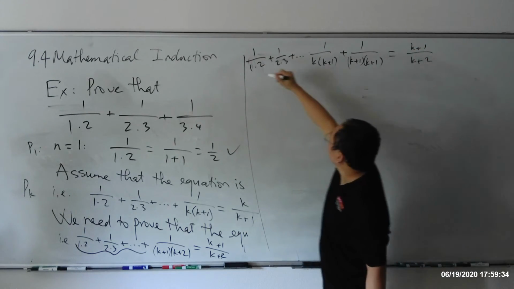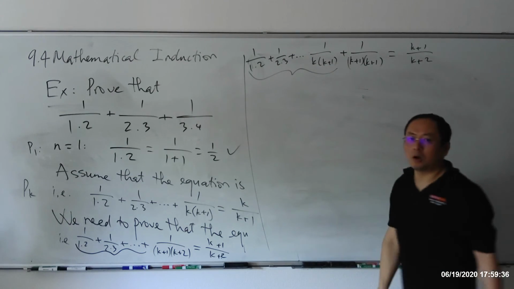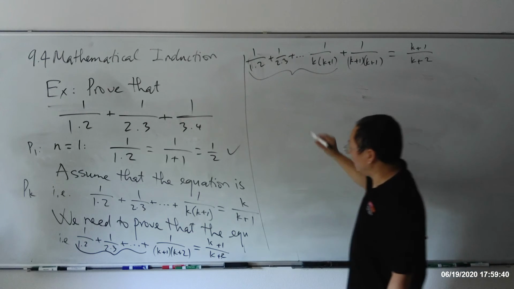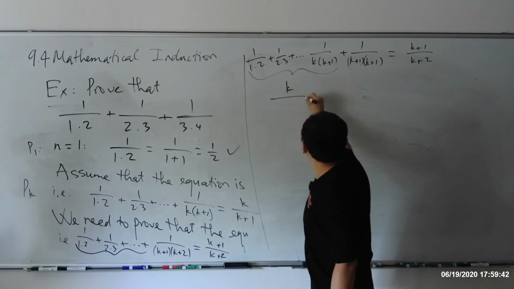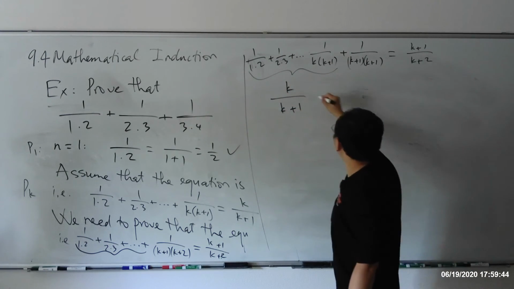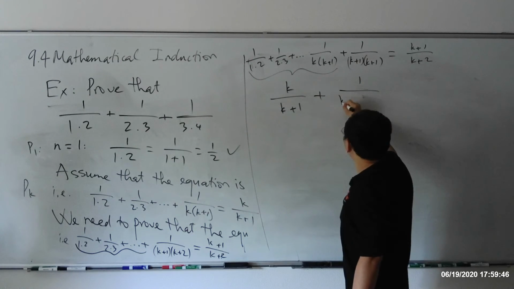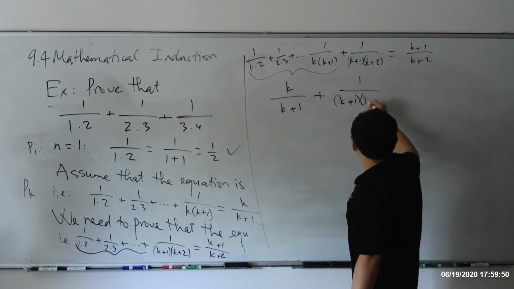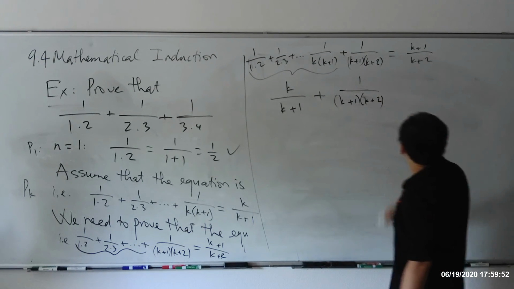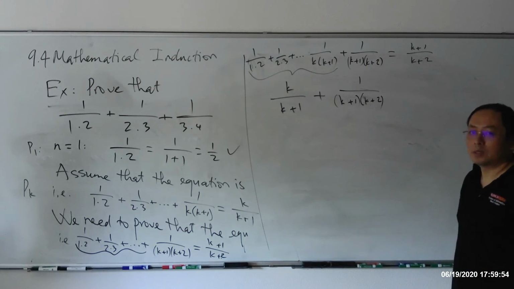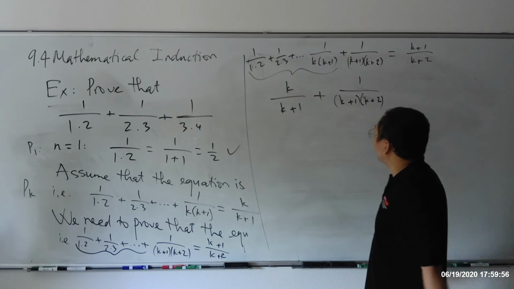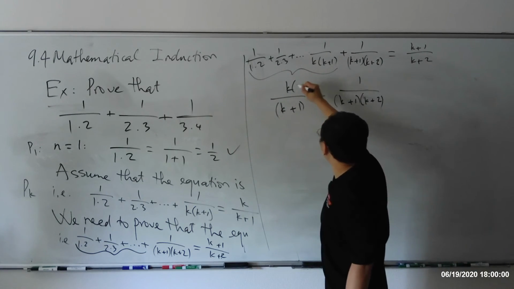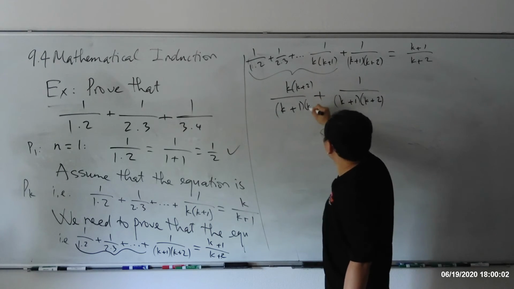We'll try to prove it. And as I said before, always use the assumption here. The sum of the first k fractions always equals what? K over k plus 1, right? And then you add 1 over k plus 1 times k plus 2. Hopefully it's equal to k plus 1 over k plus 2. So how do you add fractions? You're going to make the common denominator. So multiply the first fraction by k plus 2 over k plus 2.